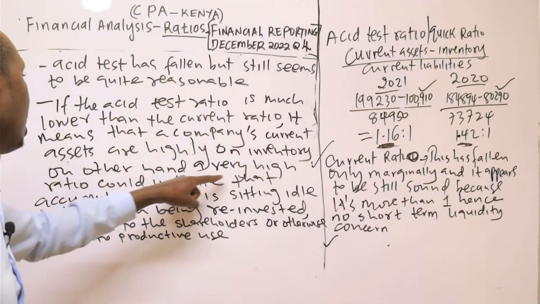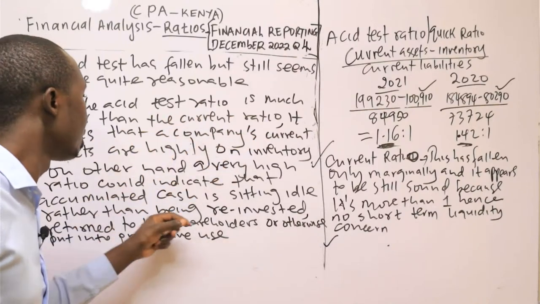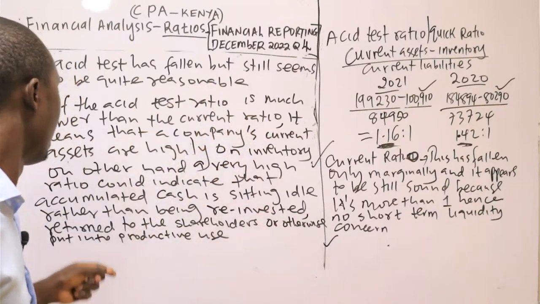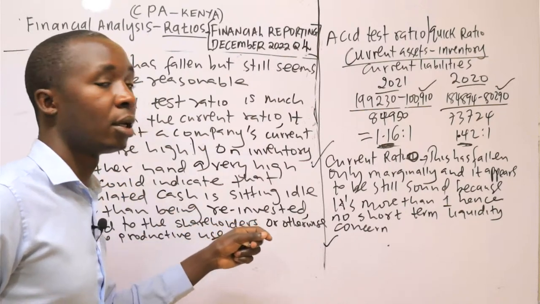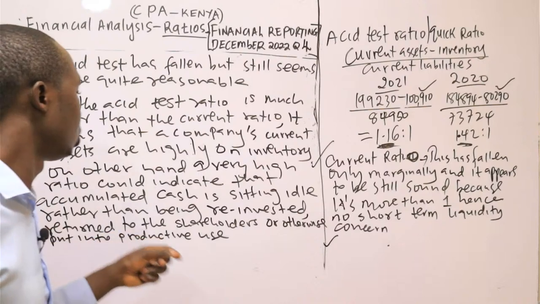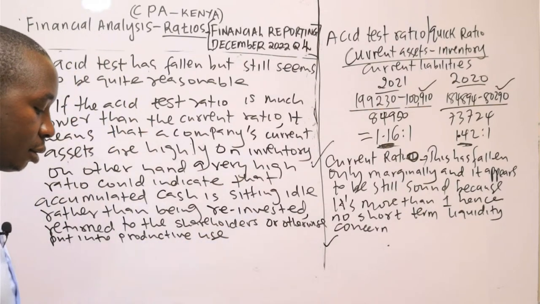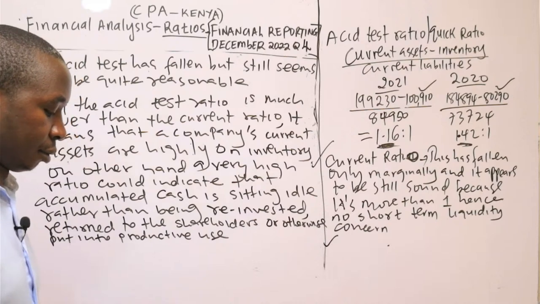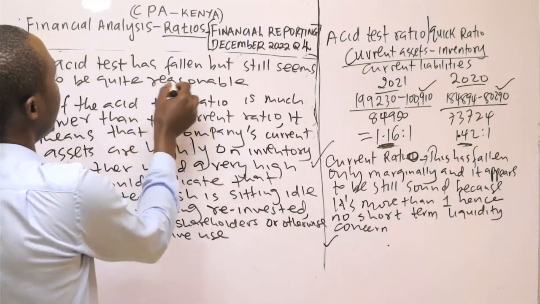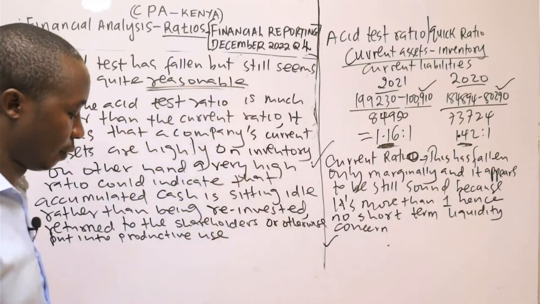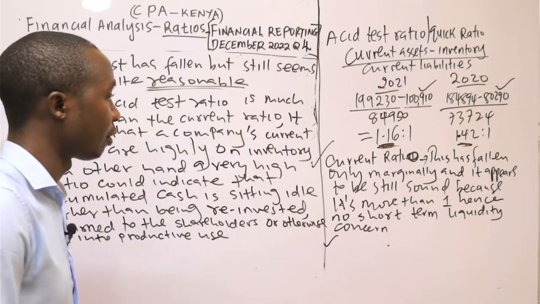Yes. On the other hand, a very high ratio, if it could have been high, it could indicate that the accumulated cash is sitting idle rather than being reinvested, that is, returned to the shareholders or otherwise put into productive use. I think you have understood why I said it's quite reasonable. So from there, now we can do the last part of this question.